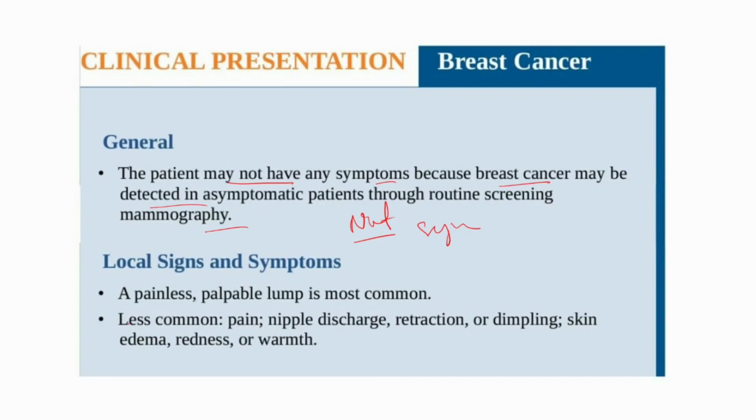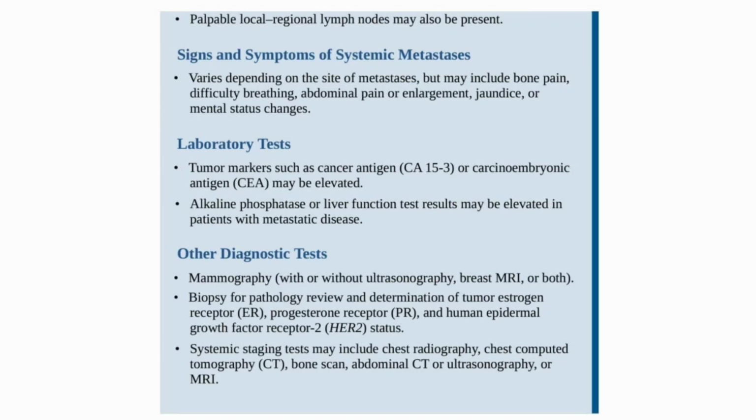If we see the local signs and symptoms, sometimes a painless, palpable lump can be seen. Sometimes pain, nipple discharge, retraction, dimpling, skin edema, redness, and warmth can be seen. Palpable local regional lymph nodes may also be present. The signs and symptoms of metastasis vary depending on the site, but may include bone pain, difficulty in breathing if it is affecting the lungs, abdominal pain if it is affecting the pancreas, and jaundice or mental status changes if it spreads to other tissues.